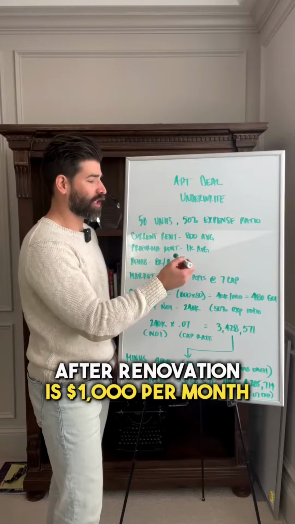Let's underwrite an apartment deal together. Important note, this is just napkin numbers. This is your first level of underwriting. Let's say there's 50 units and the property runs on a 50% expense ratio.